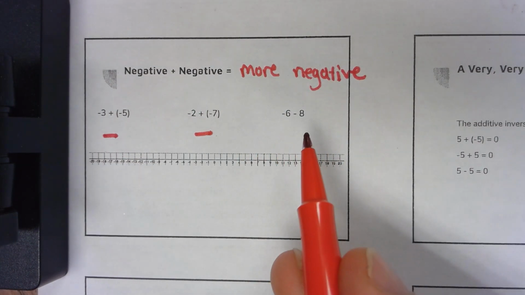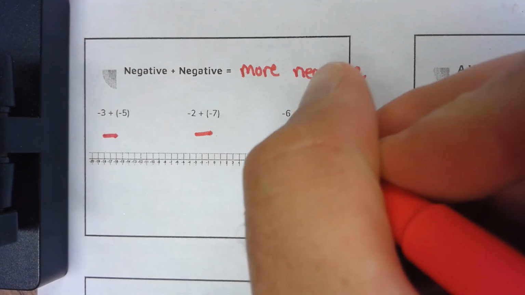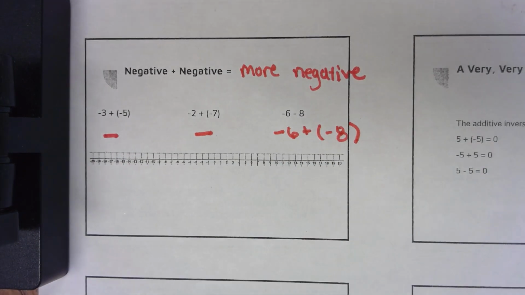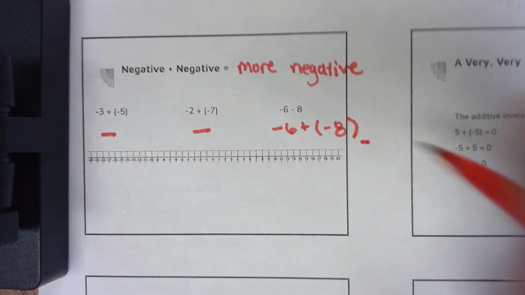Negative 6 minus 8, that can also be written as negative 6 plus negative 8, if that helps you. Most of the time, if we have consecutive operations, we want to write the exact operation we're using, which is in fact subtraction. And that result is more negative.